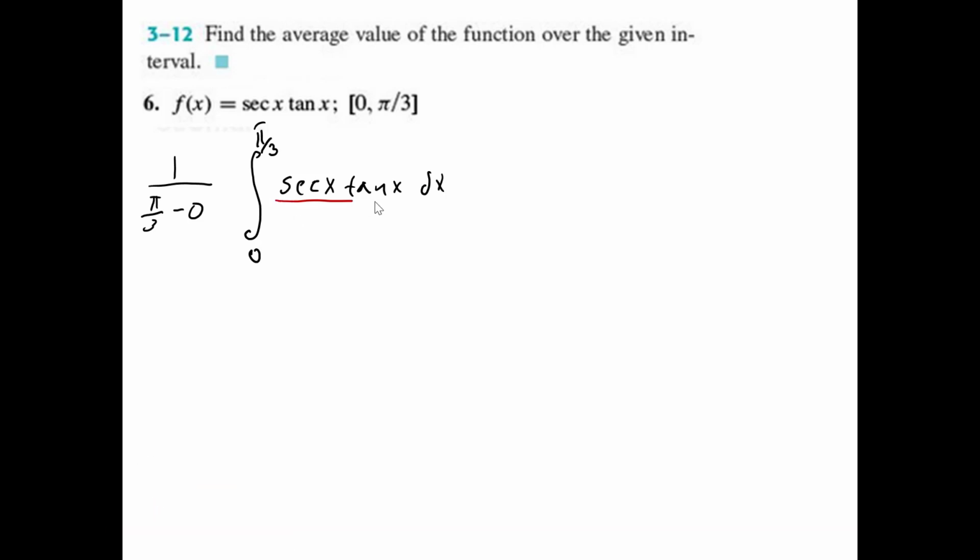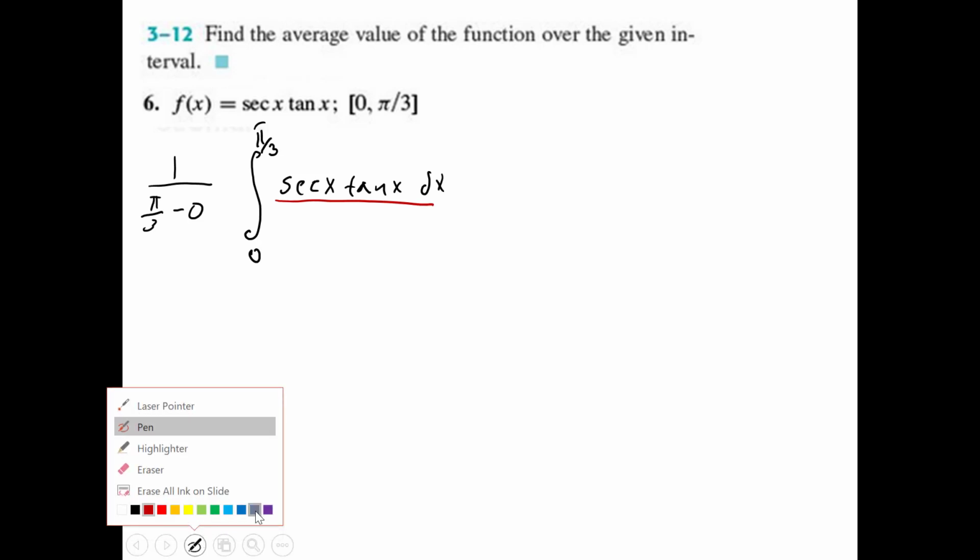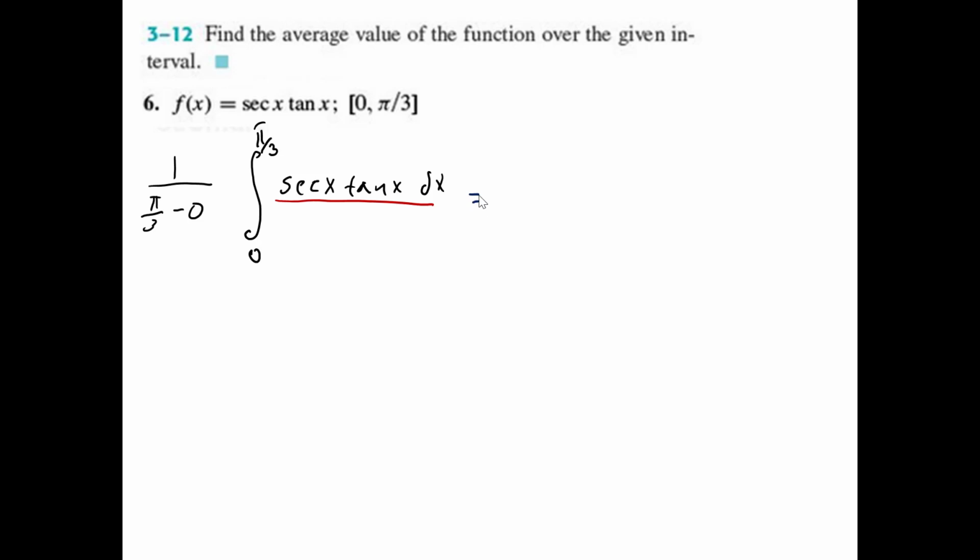You should recognize this integral as being something that is on your table. And the antiderivative of the secant tangent is the secant. And for this 1 over pi over 3, we can multiply the top and bottom by 3, and we will get 3 over pi. And then the antiderivative of the secant tangent is the secant. And we're going to evaluate it from 0 to pi over 3.